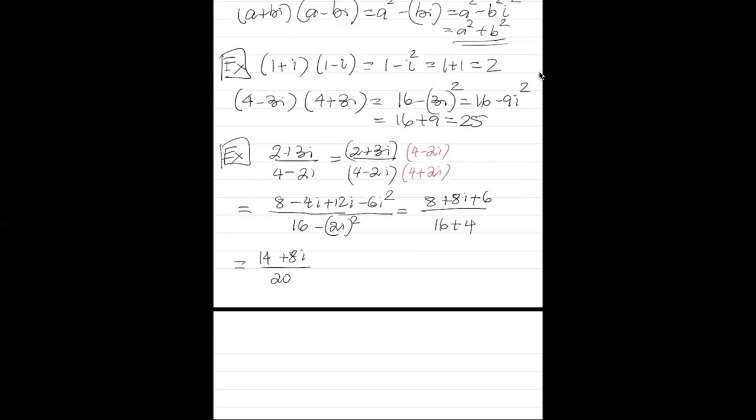So divide each one separately. 14 over 20 plus 8i over 20 equals, I can divide by 2, 7/10, plus I can divide by 4 here, 4/5 i. All right.